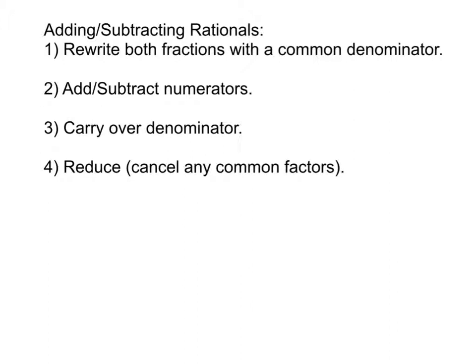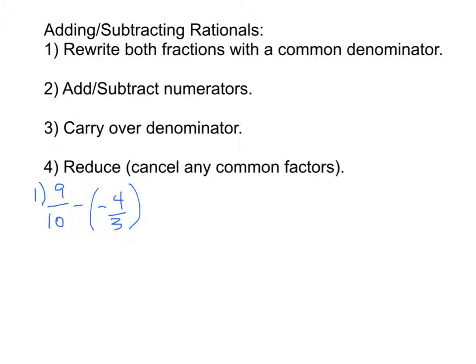When you're adding and subtracting fractions, the first thing you want to do is make sure they have a common denominator. Once you get that common denominator and rewrite equivalent fractions, you add and subtract the numerators, carry over the denominator, and then of course reduce. We're going to look at two separate problems. The first problem that I want you to look at is a positive 9/10 minus a negative 4/3.